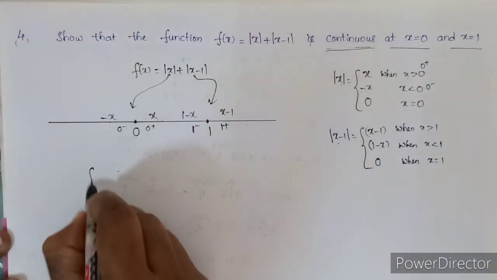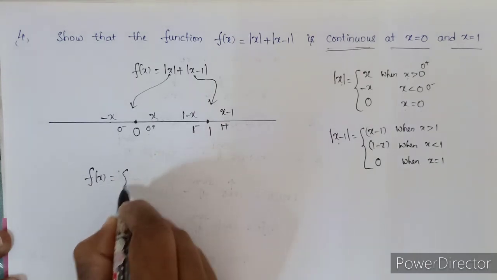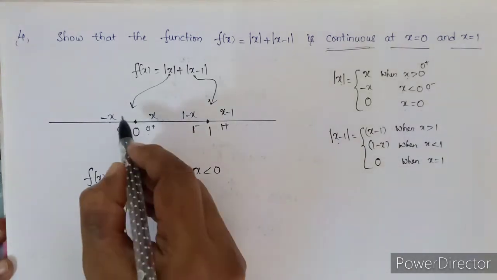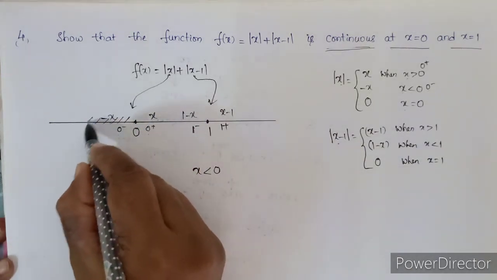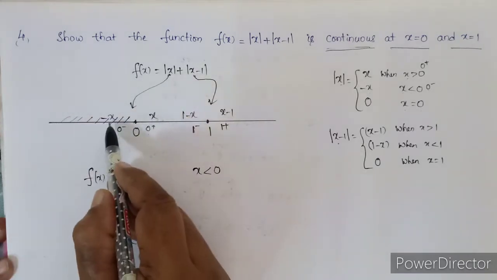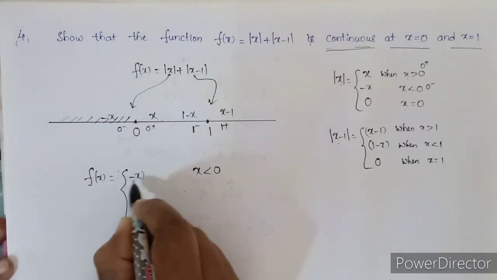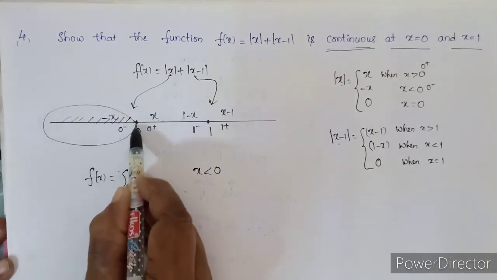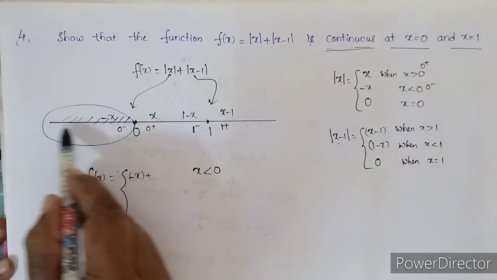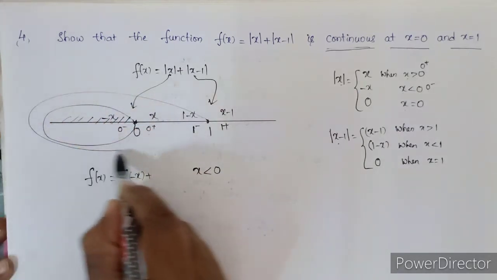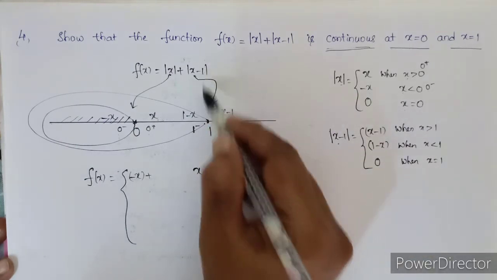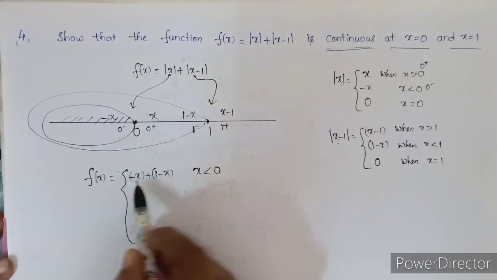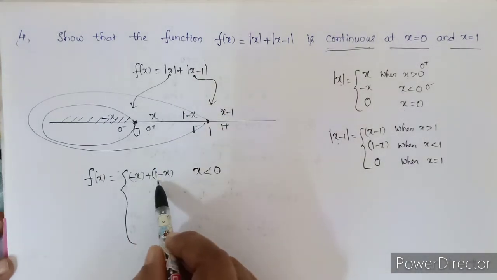Now we prepare f of x. When x is less than 0, mod x is equal to minus x. When x is less than 0, all these x's are also less than 1. So we write mod of x minus 1 as 1 minus x. So mod x as minus x, mod of x minus 1 as 1 minus x.